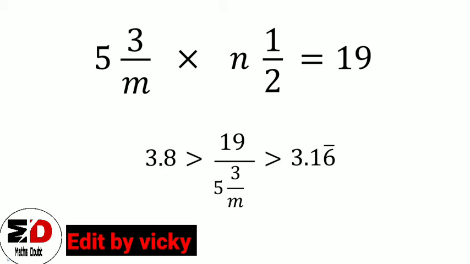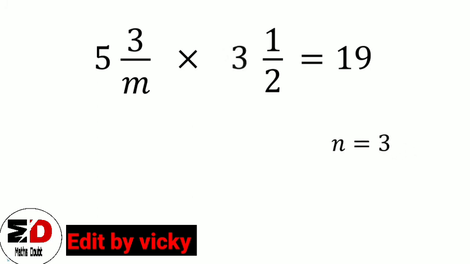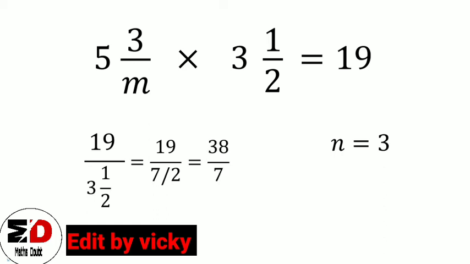This means 19 divided by 5 and 3 over m must be something that has a whole number part that's equal to 3. This means that n is equal to 3, so we've immediately solved for the value of n. From here, we can substitute in. We then take 19 divided by 3 1/2. This is equal to 19 divided by 7/2, which is equal to 38/7, which is equal to 5 3/7. Thus, m is exactly equal to 7.